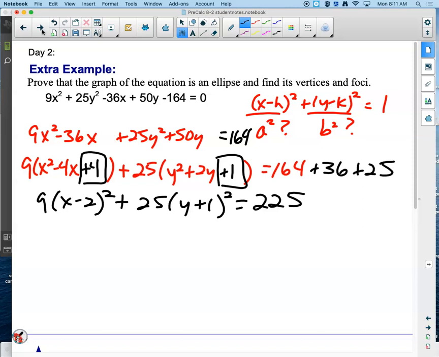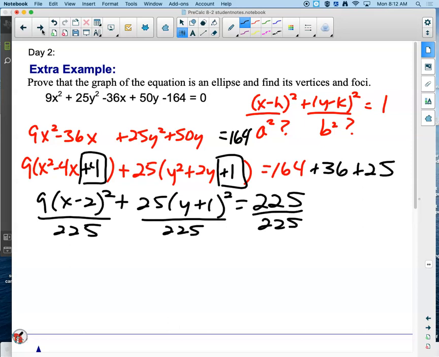Rats. Got this 9 and this 25, and that's not a 1. And that's where our focus needs to be. That has to be a 1 over there. So we're going to have to divide all of these by 225. And we'll think about what happens.